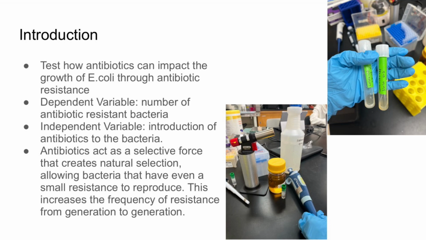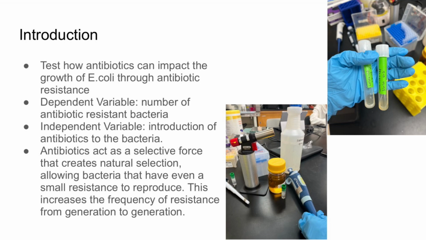The dependent variable for this lab is the number of antibiotic-resistant bacteria. The independent variable is whether the population is introduced to the antibiotic or not. At the end of the experiment, we will compare the end colonies to the beginning colonies, as well as the colonies that were treated with AMP to those that were allowed to grow without antibiotic resistance.